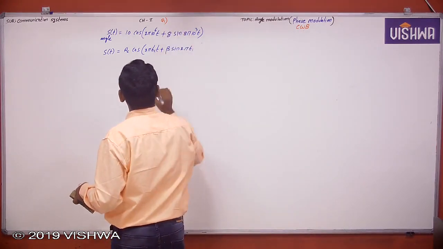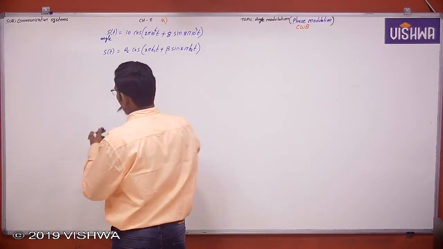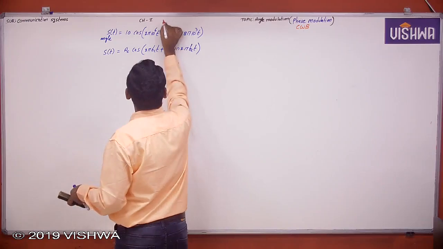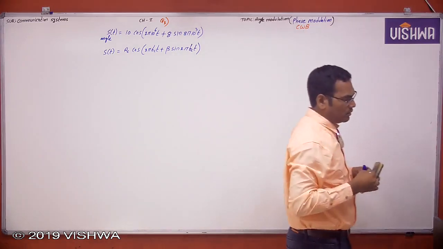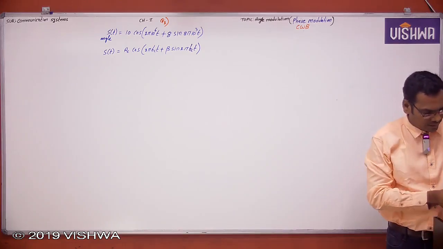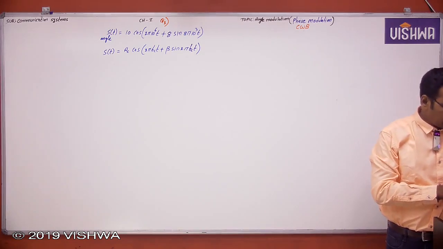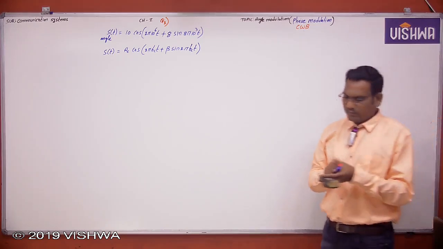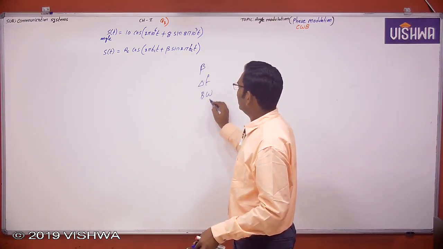Now question number 2. Consider an angle modulated signal: 10 cos(2 pi into 10 power 6 into t plus 8 sin 2 pi into 10 power 3 into t). Determine modulation index, frequency deviation, bandwidth and power.